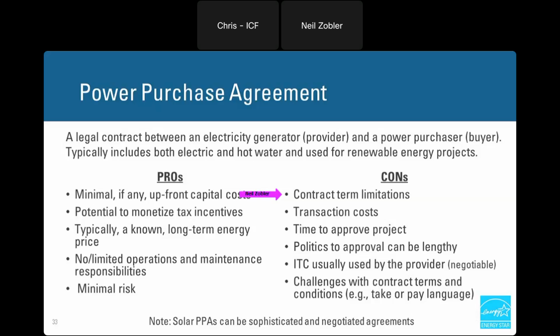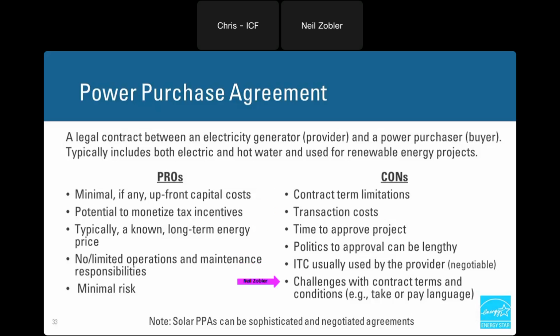The cons: contract term limitations. Could be longer or shorter than you might want. Transaction costs tend to be higher because whoever's going to buy the asset and run it has to make sure that the engineering work that was done on it meets their standards. Time to approve is a little bit longer because it has to go through that extra step. Politics you can't get away from. The investment tax credit is usually used by the provider, but it can be used by the end user. That's a negotiable point. And you may deal with challenges with the contract terms and conditions.